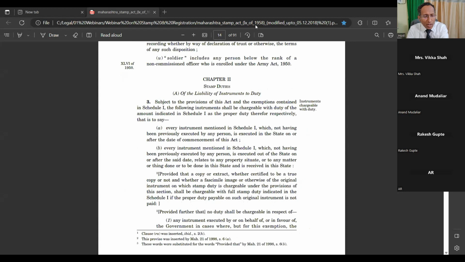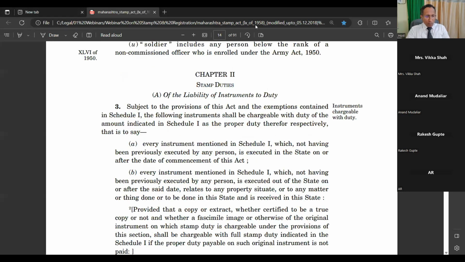Are you able to see this screen, all of you? Put S in the chat box. Yes, sir. Yeah. See what it says.